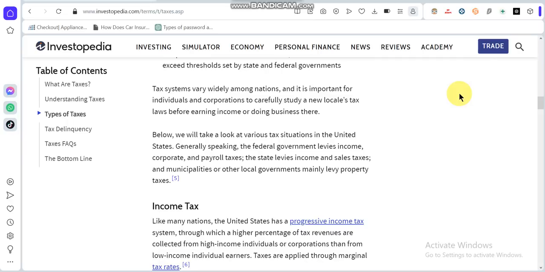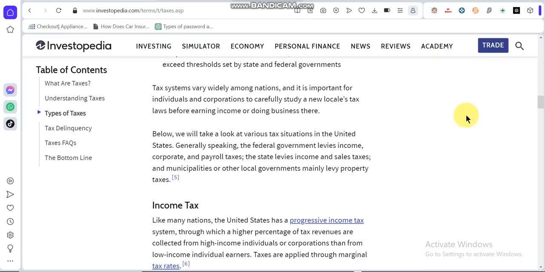Below we will take a look at various tax situations in the United States. Generally speaking, the federal government levies income, corporate and payroll taxes. The state levies income and sales tax, and municipalities or other local governments mainly levy property tax.